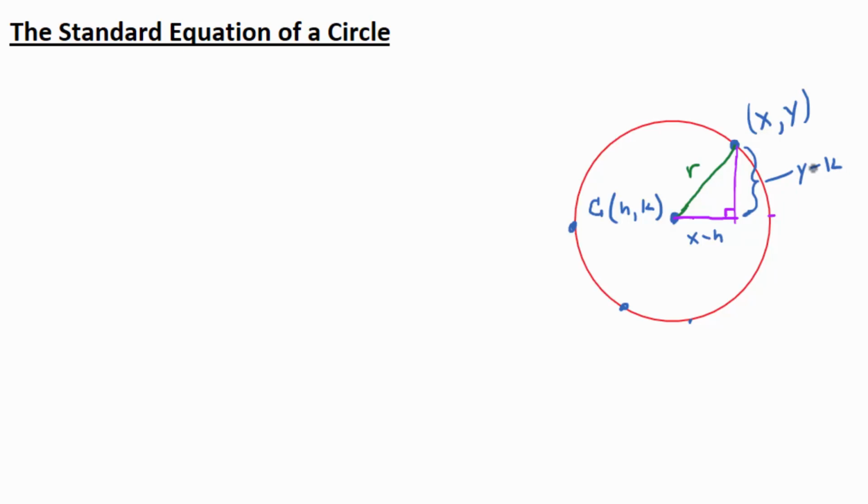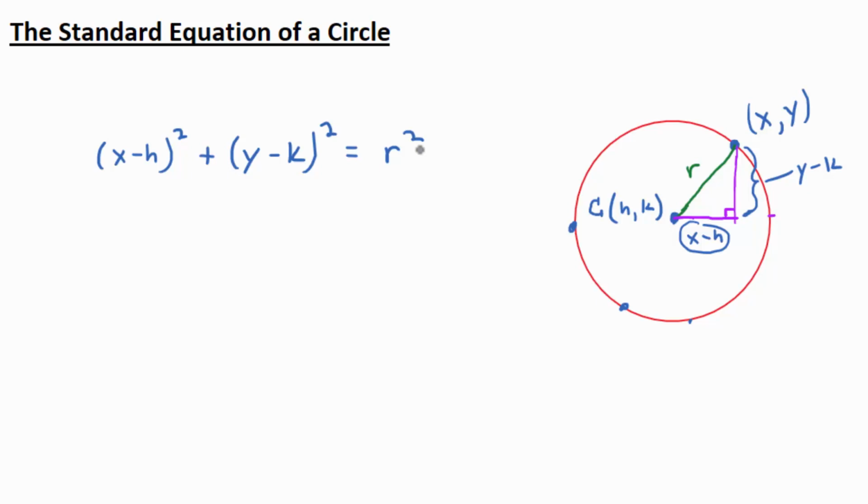What happens when you apply the Pythagorean theorem here? X minus H is the length of one leg, the horizontal leg. Y minus K is the length of the vertical leg. And then R is the length of the hypotenuse. What does the Pythagorean theorem tell us about the relationship between those quantities? You could take the run squared, X minus H squared, plus the rise squared, Y minus K squared, equals R squared. As long as X and Y is any point on that circle in red, this is true, according to the Pythagorean theorem.